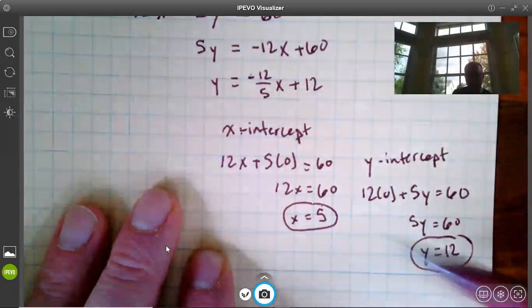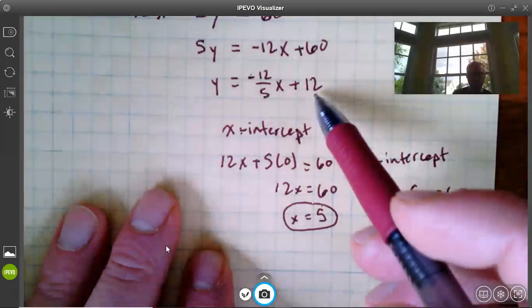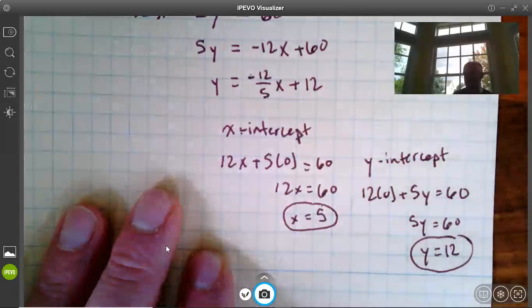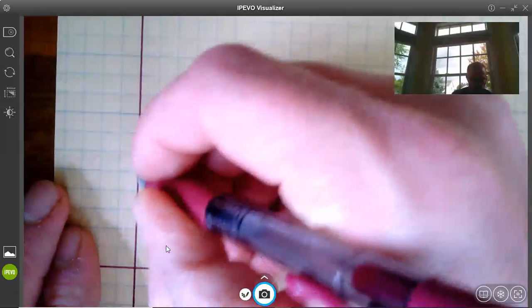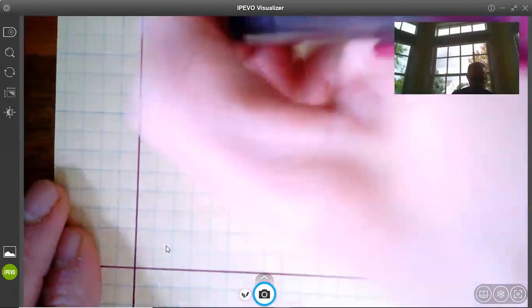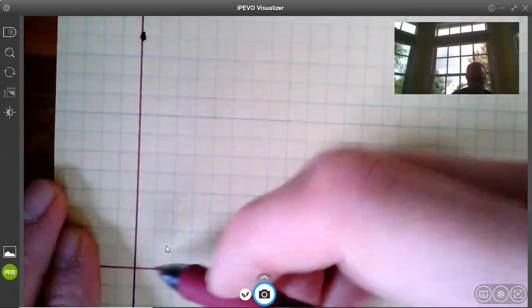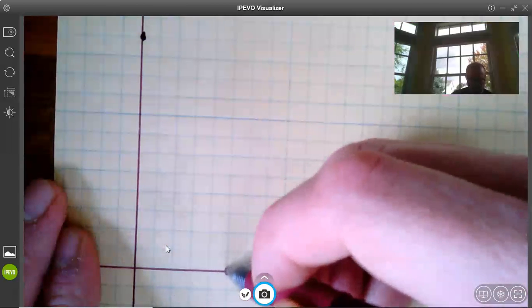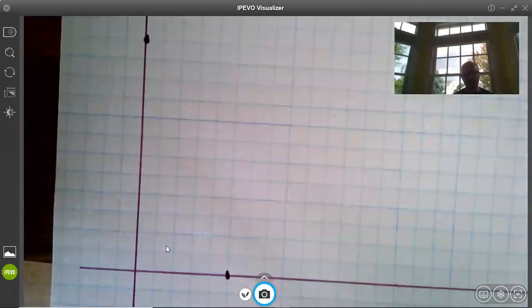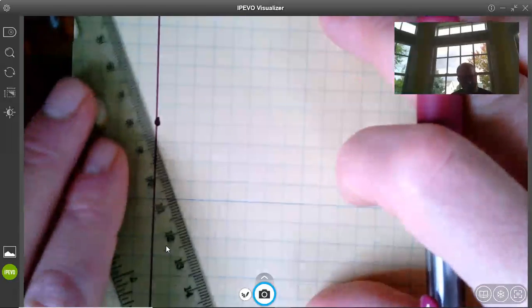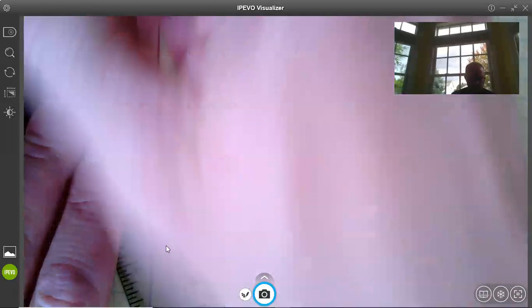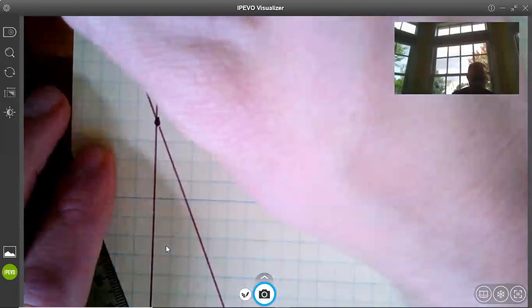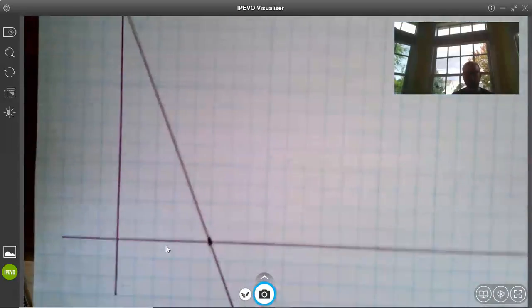Then we just plot these two points and connect them with a line, or we could plot this point and use this slope to find the second point. So let's go ahead and plot that line on the y-axis. 1, 2, 3, 4, 5, 6, 7, 8, 9, 10, 11, 12. And then 5, 1, 2, 3, 4, 5. Let's go ahead and draw our line. All right, and it looks something like this. Okay, there's our line.